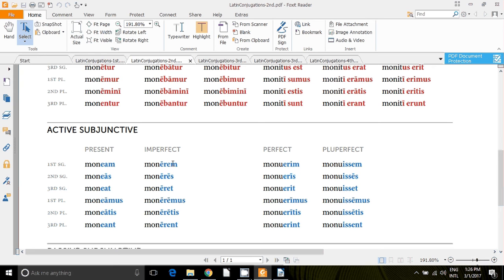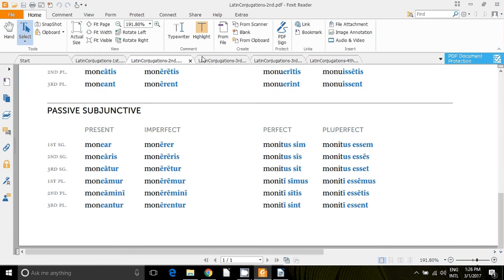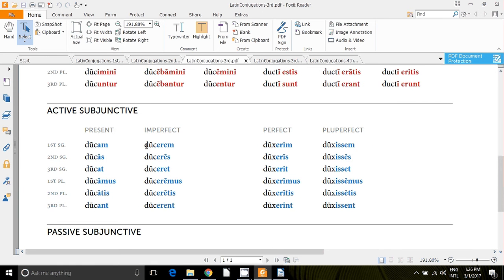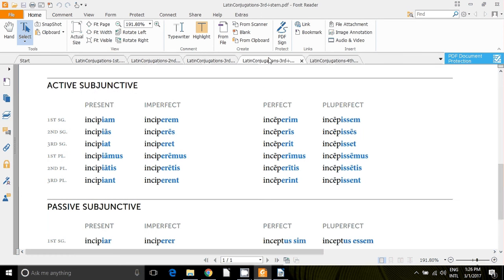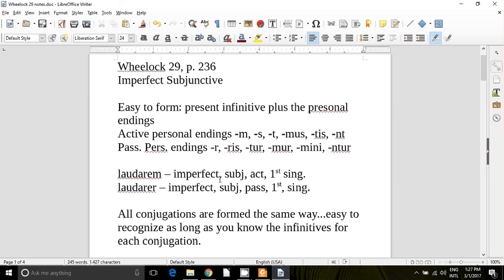So, second conjugation likewise. You just take the second conjugation infinitive and add the personal endings either for the active or the passive. Third conjugation, ducere, plus m, s, t, and so forth. Third conjugation I-stem, and then fourth conjugation, audirem, audires, audiret. So very straightforward, and you can see examples of those forms on page 236. So easy enough to learn the imperfect tense in the subjunctive.